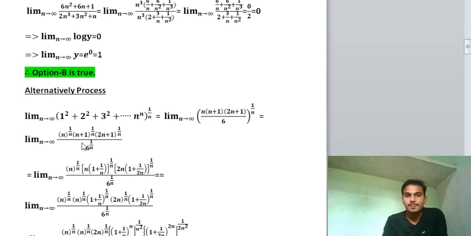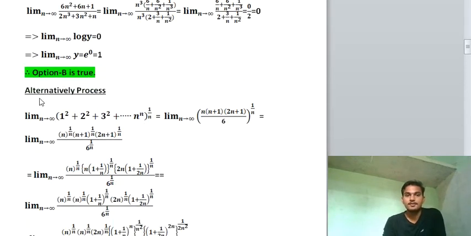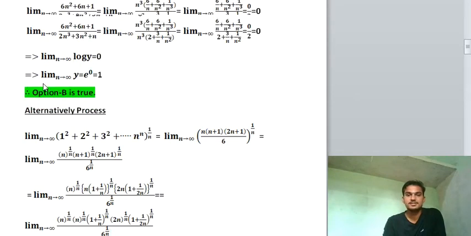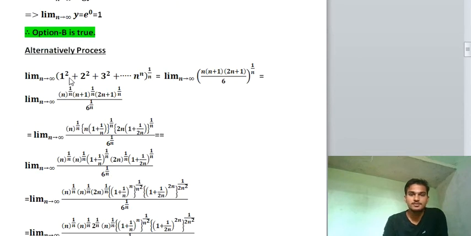I have also mentioned an alternative process for the solution of the same question, so you can see it.